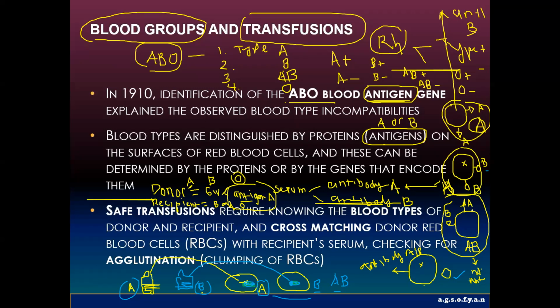Okay, now look at the AB over here. AB has antigen A and B, but does not produce any antibody. So what does that mean? It means that blood type AB can receive any blood type because he does not produce antibodies. So blood type AB is considered the universal recipient. He can receive all blood types because he does not produce antibodies. Okay, so this is the basics of blood transfusion based on ABO blood type.